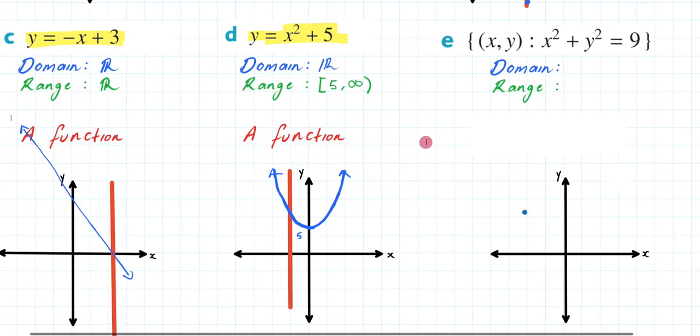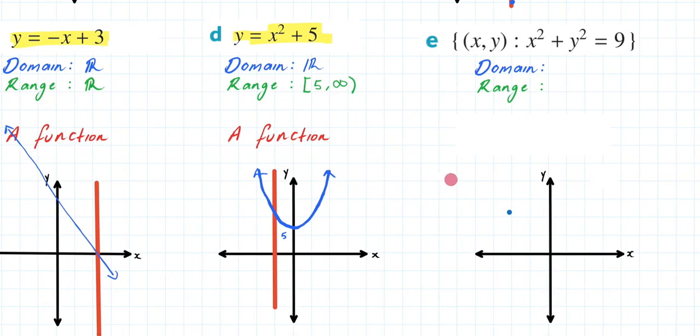Let's now move on to E. E is asking me to graph this, and hopefully we all recognize what this is. This is a circle. It is a circle situated at 0, 0 and has a radius of 3. So if I was to just do a quick sketch, it will look something like this.